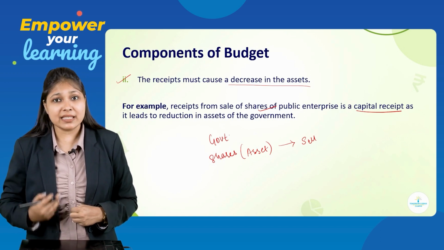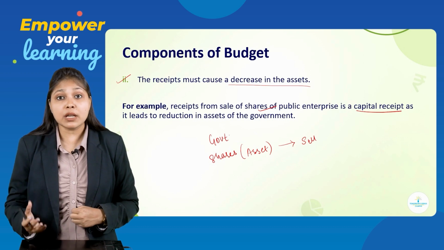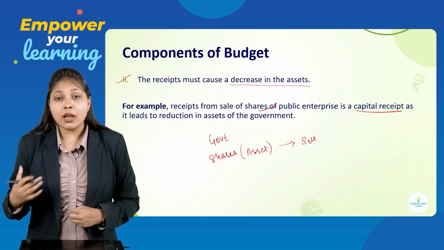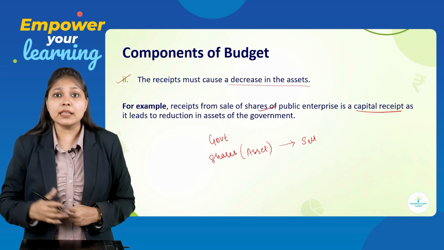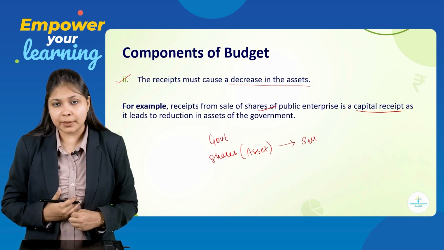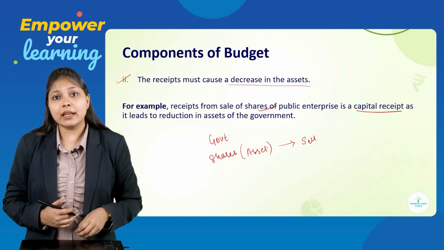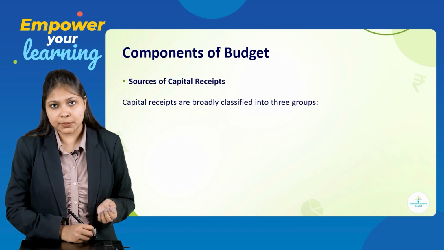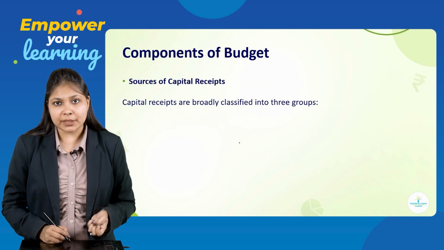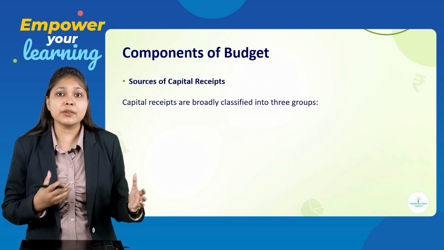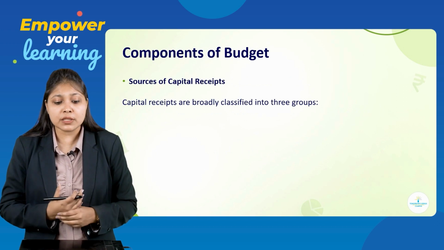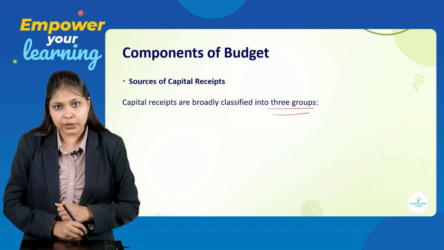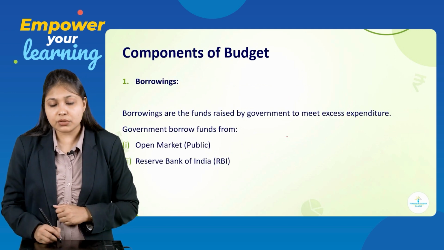So that is why, when shares which belong to the government or to any public enterprise get sold out, there will be a reduction in the asset of the government. And that kind of reduction in the asset will be called a capital receipt. Now, there are different sources of capital receipts, like how we studied the sources of revenue receipts. Again, there are different sources for capital receipts, which we can broadly classify into three different groups. Let us see what those three are.